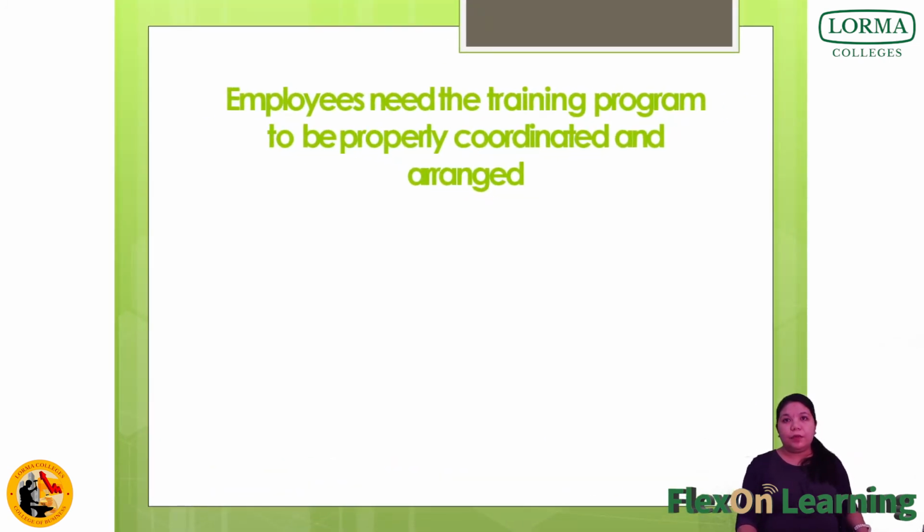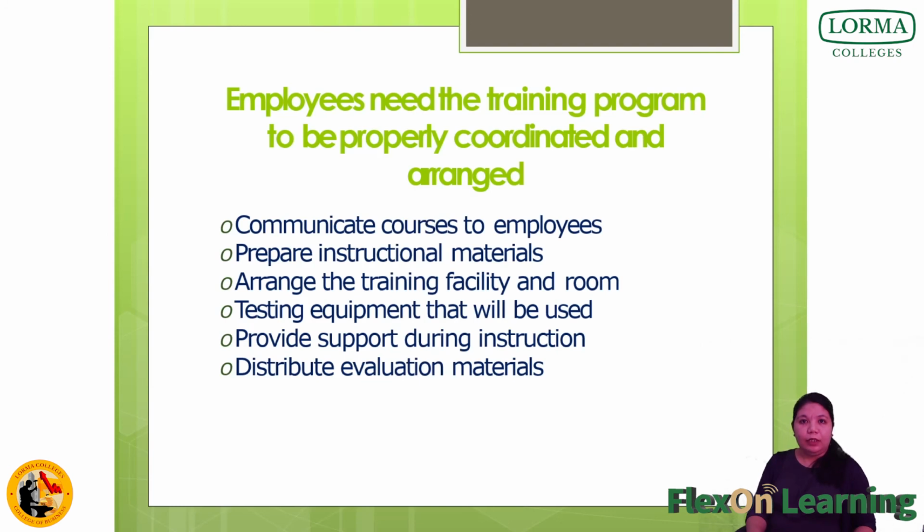Employees need the training program to be properly coordinated and arranged, of course. How will they attend the training if it is not properly coordinated, right? Communicate courses to employees. Send them emails. Tell them there is a training about this. Then prepare instructional materials. Arrange the training facility and room, and it must be conducive. Testing equipment that will be used, of course.